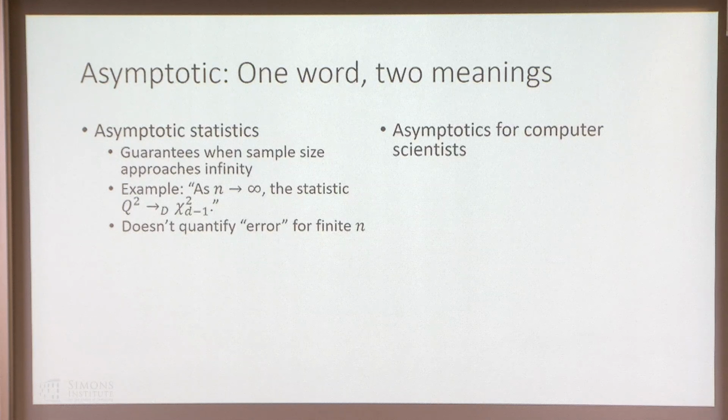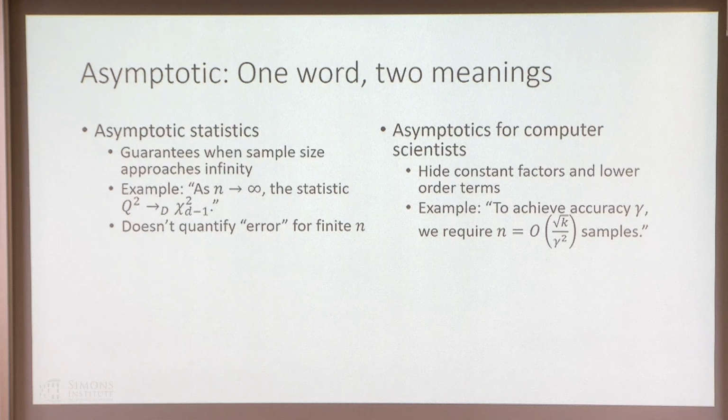On the other hand, asymptotics are also highly used by computer scientists, but perhaps in a slightly different meaning. I usually mean big O notation when I mean asymptotics, which hides constant factors and lower order terms. As an example, we're going to see that to achieve accuracy, blah, blah, blah, we require n equals O of this many samples.